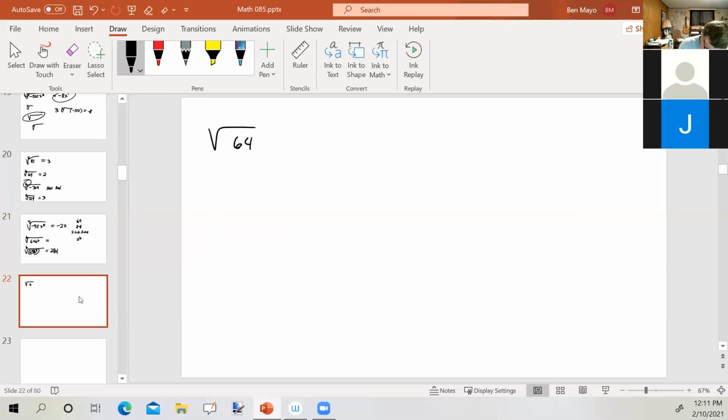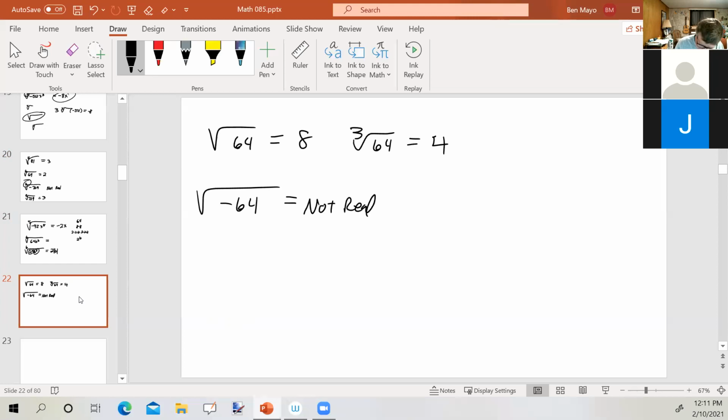What's the square root of 64? 8. What's the cube root of 64? 2. Oh wait, no. I had it written down. 4. It's 4. What's the square root of negative 64? It's not real. Good. Can't fool you twice. What's the cube root of negative 64? Negative 4. Excellent.